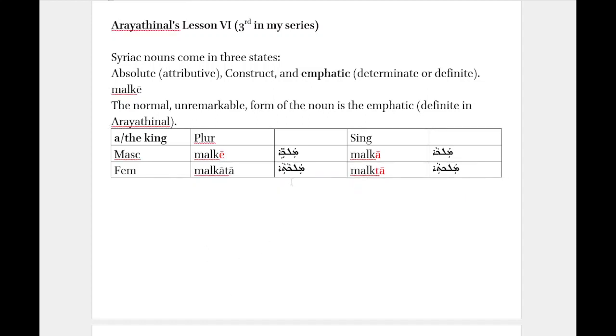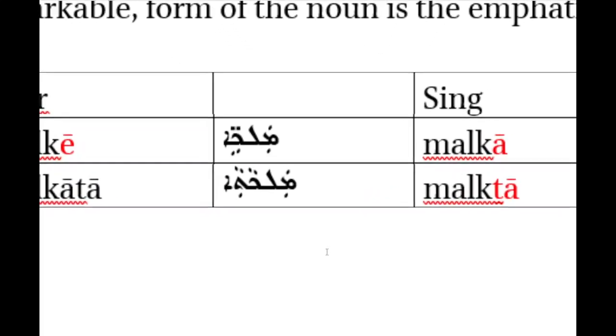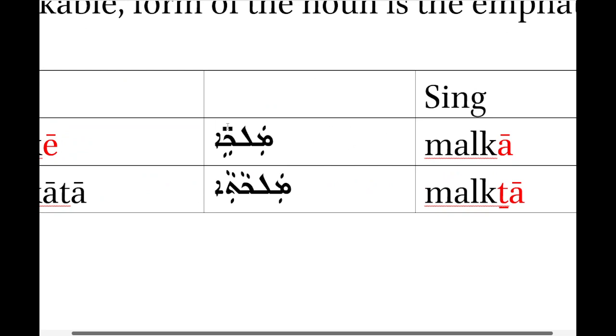Malike. If you notice over here, it's malike. And you see those two dots right up there. Those two dots are called siame. They denote all plurals. Now I don't have those here because I have my full vowels.